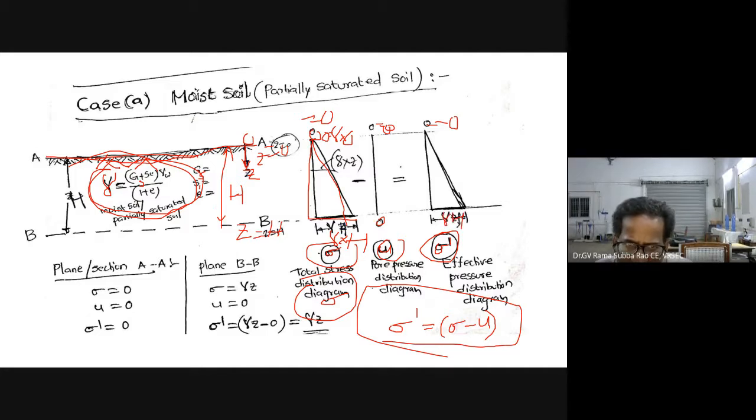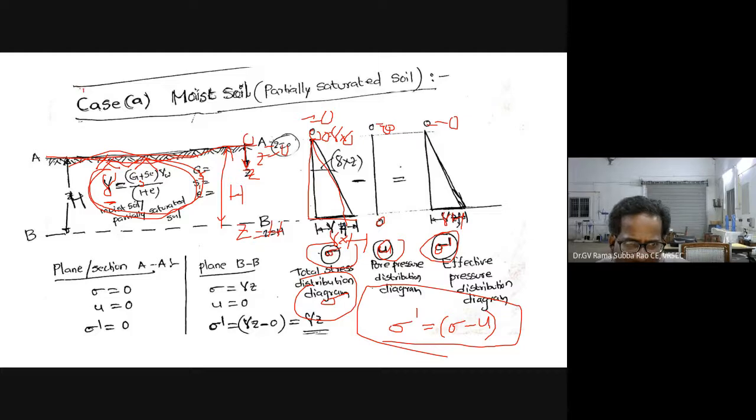Sometimes the questioner wants to hide the information about gamma. They won't give gamma, they will give G_s, S, and e. So don't worry. Whenever you come across G_s, S, e in a question, you know the relation between G_s, degree of saturation, and void ratio: gamma is equal to (G_s plus S e) into gamma W by 1 plus e. You can see my first chapter lecture video on this relation. Okay, now let us proceed.